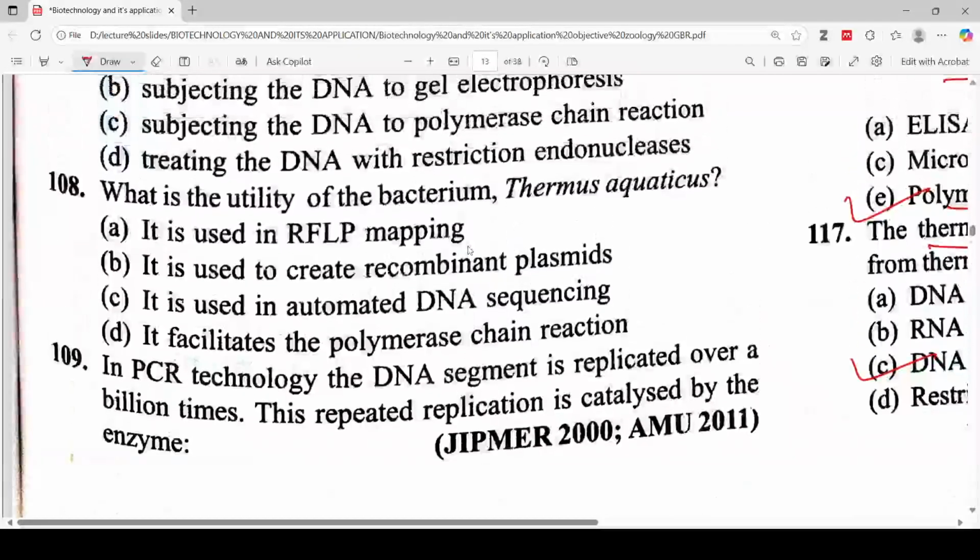What is the utility of a bacterium Thermus aquaticus? It is used in RFLP mapping. No. It is used to create recombinant plasmids. No. It is used in automated DNA sequences. It facilitates the polymerase chain reaction. So the correct answer is option D.